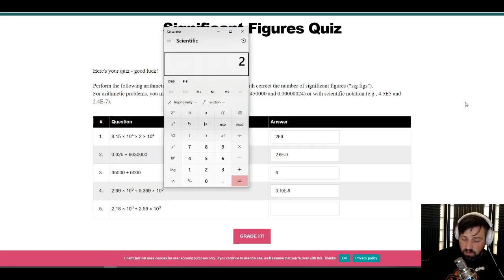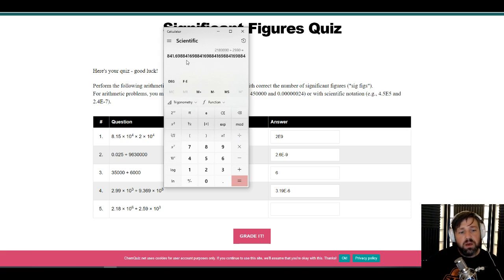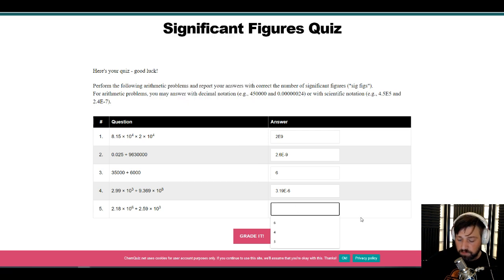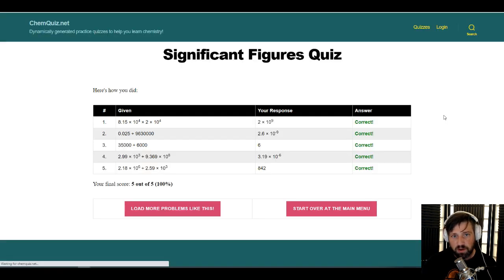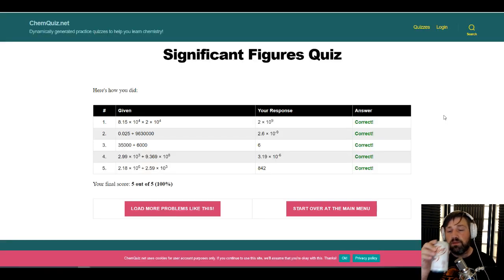And that's going to be 2.18 e to the 6th divided by 2.59 e to the 3rd. 3 sig figs is going to be these first 3. The 6 is going to make it round up, so 842. Grade it. Look at that, I got them all wrong. Hey, I did it. Hooray.